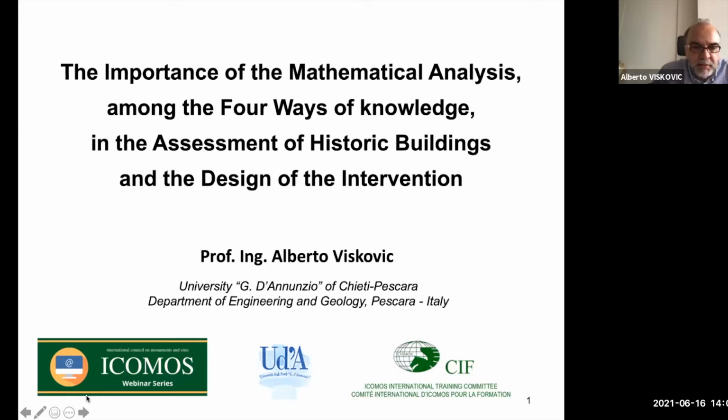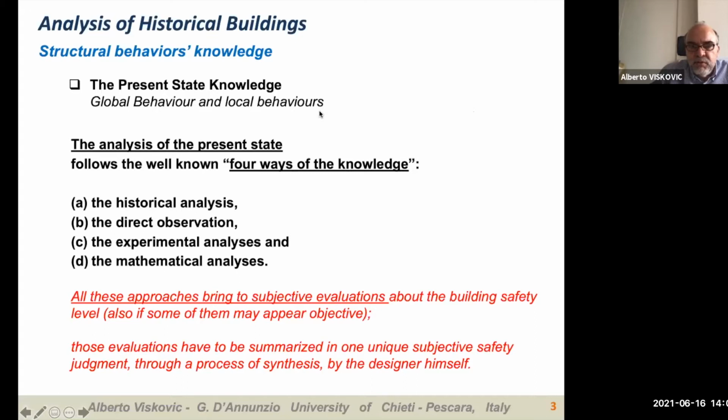So, about the present state of knowledge, to know the global structural behavior and local behaviors of a historical structure, generally we have to follow the well-known four ways of knowledge: the historical analysis, the direct observation, the experimental analysis, in situ and in laboratory, and the mathematical analysis.